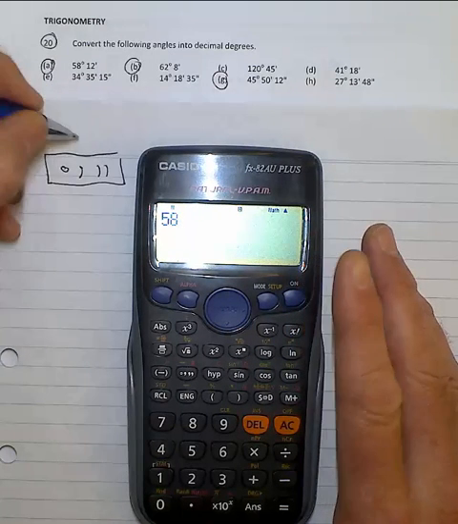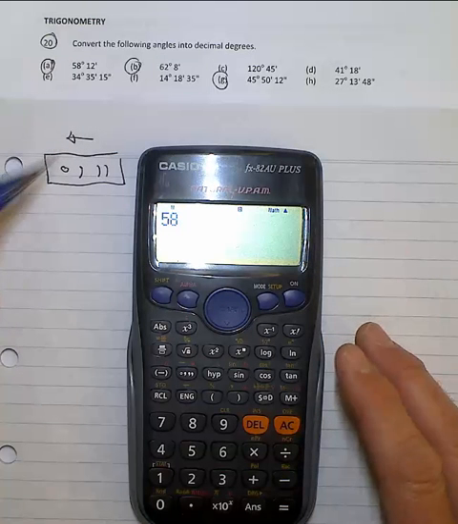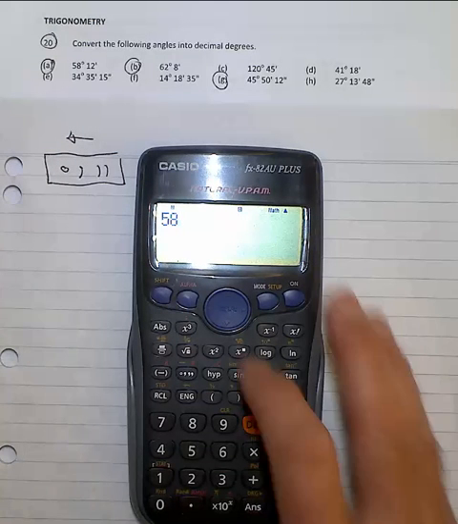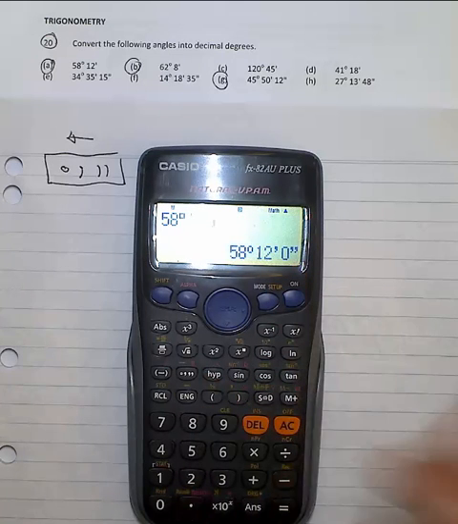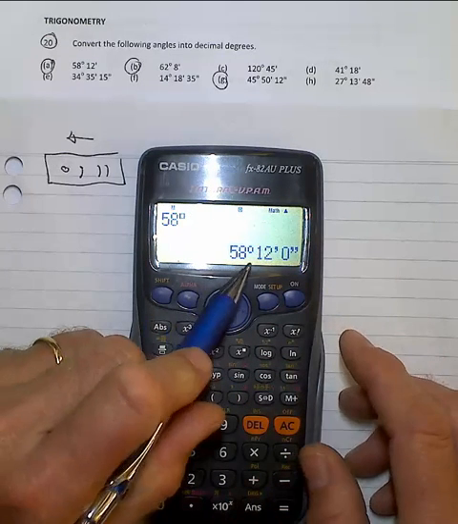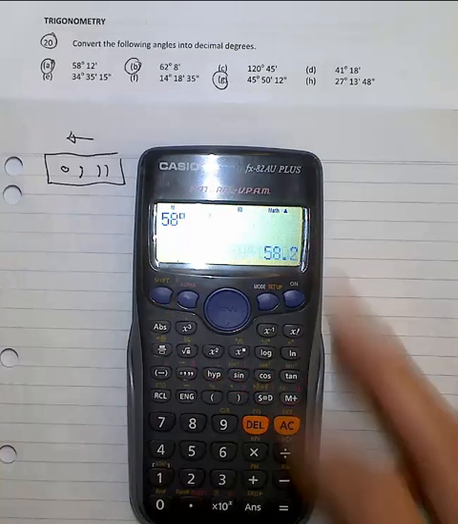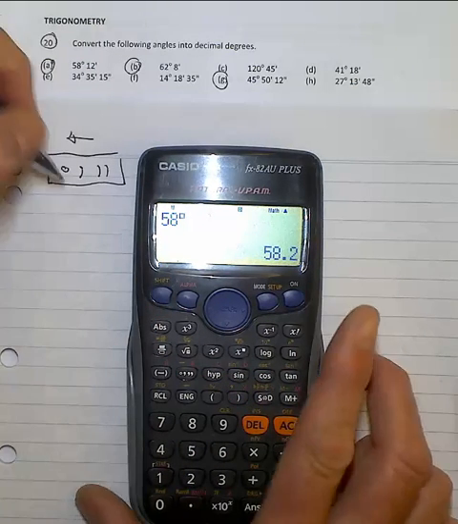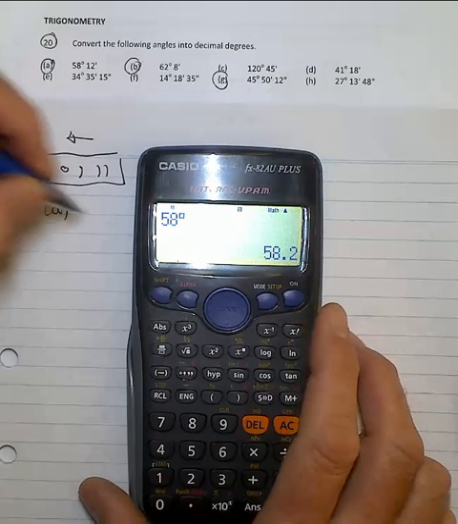Above that button, and it might be hard to see, is a yellow arrow which will take it backwards. So if I enter it like this, enter, you'll notice 58 degrees, 12 minutes and 0 seconds. And on this calculator, shift arrow, I should say, gives 58.2 degrees.